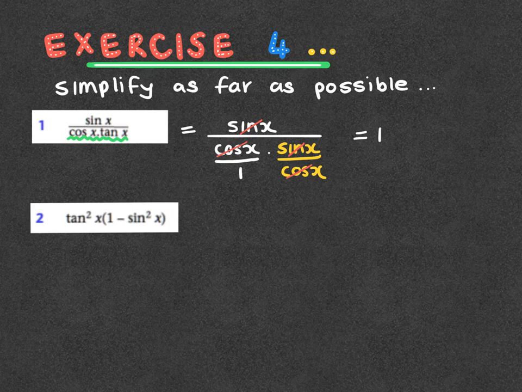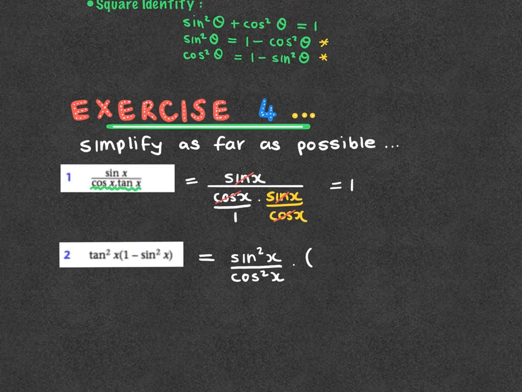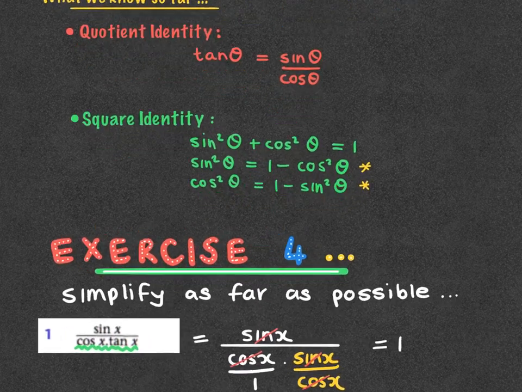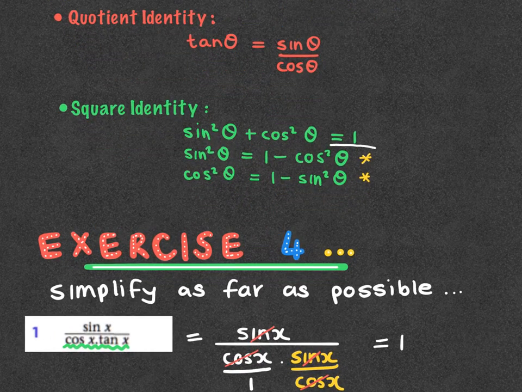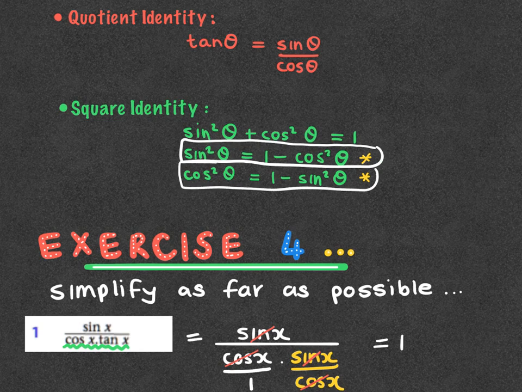All right, so here's the second expression that we need to simplify. Tan squared x times 1 minus sine squared x. Okay, so there's actually 2 things happening here. I can rewrite tan squared as sine squared x divided by cos squared x, right? Remember, that's our quotient identity. And 1 minus sine squared, think back. Let's go back to your square identity. We're going to use this.